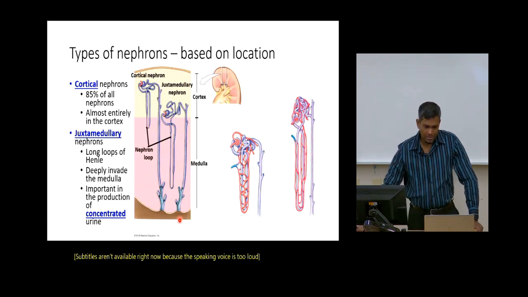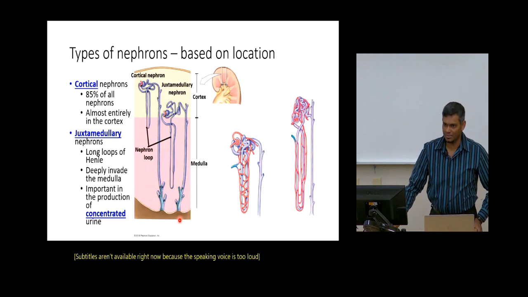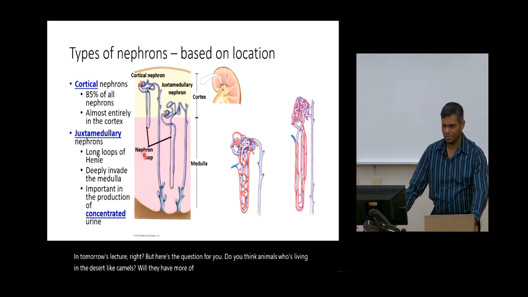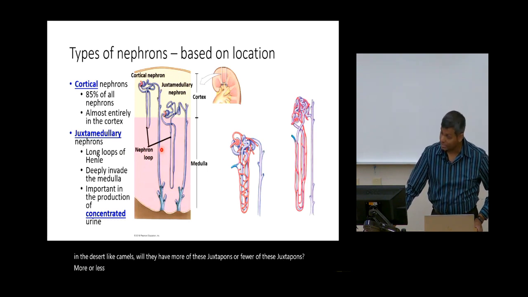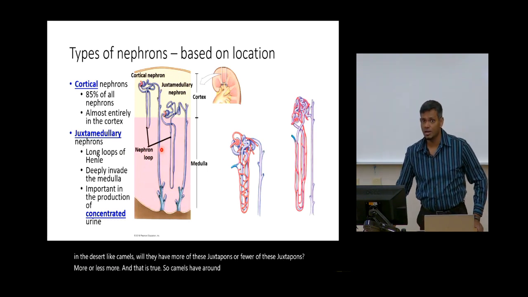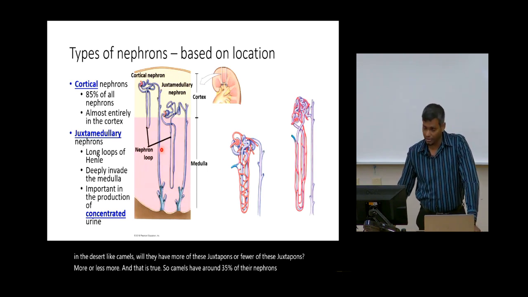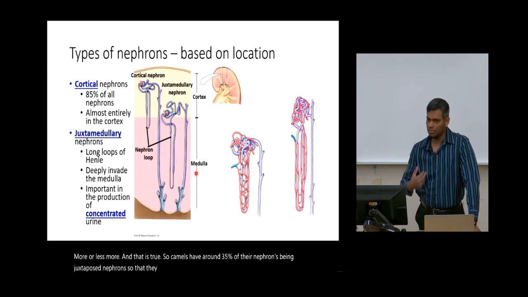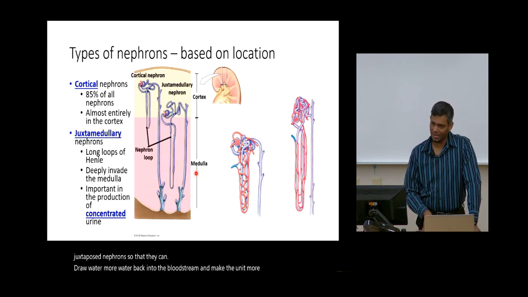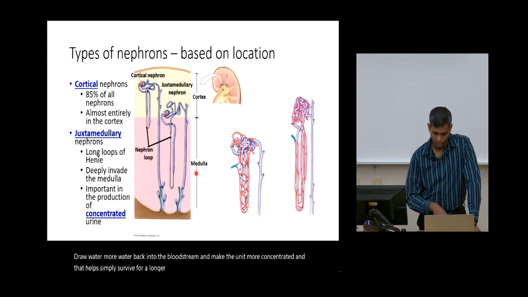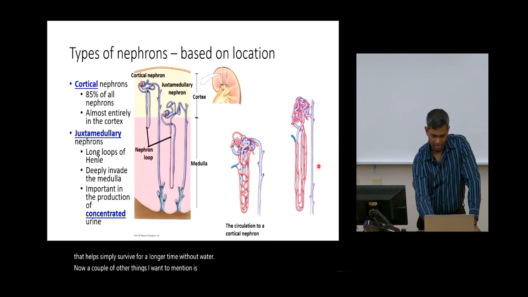But here's the question for you: do you think animals which live in the desert, like camels, will have more of these juxtamedullary nephrons or fewer of these juxtamedullary nephrons? More, right? And that is true. Camels have around 35% of their nephrons being juxtamedullary nephrons, so that they can draw more water back into the bloodstream and make the urine more concentrated, and that helps them to survive for a longer time without water.